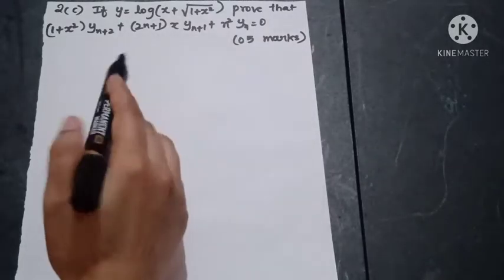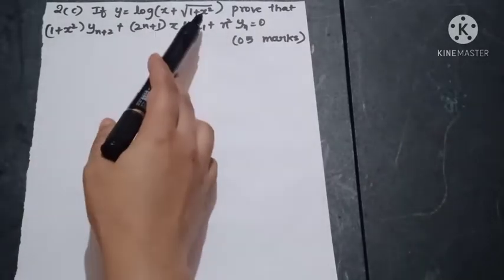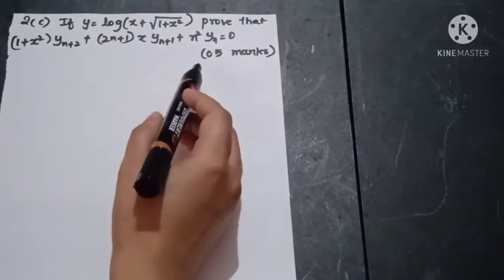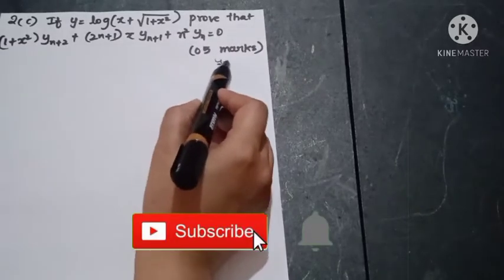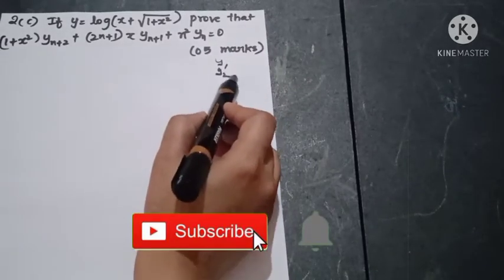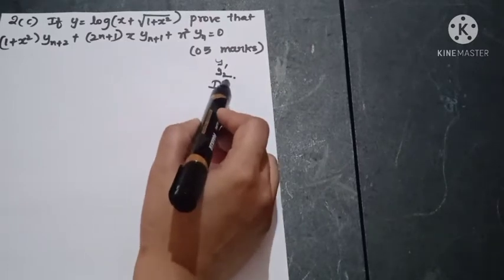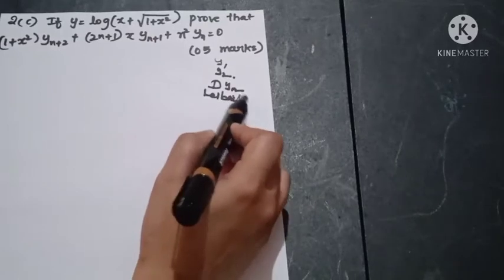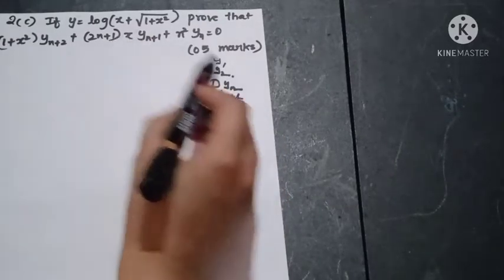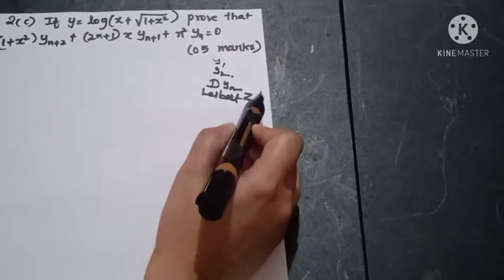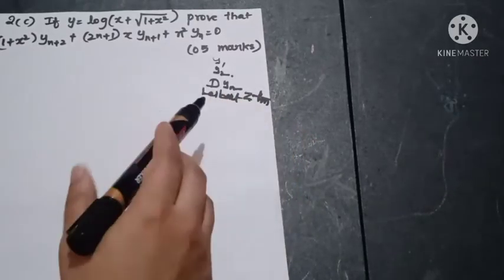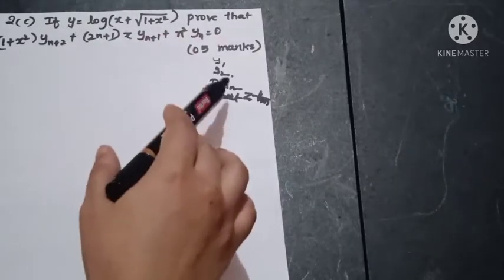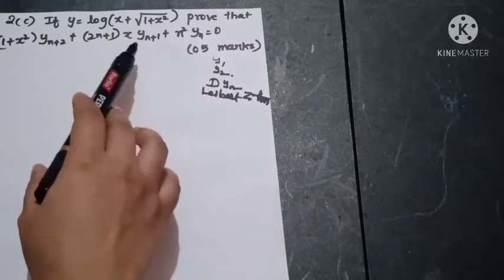So what we'll do is, first we'll take y is equal to log of x plus square root of 1 plus x square. Then we'll differentiate it one time and we'll again differentiate two times, and we'll differentiate n times by applying the Leibniz theorem. Then finally we'll get this expression. So we'll apply Leibniz theorem. So differentiate y one time, two times and n times by applying the Leibniz theorem. We'll get the answer.